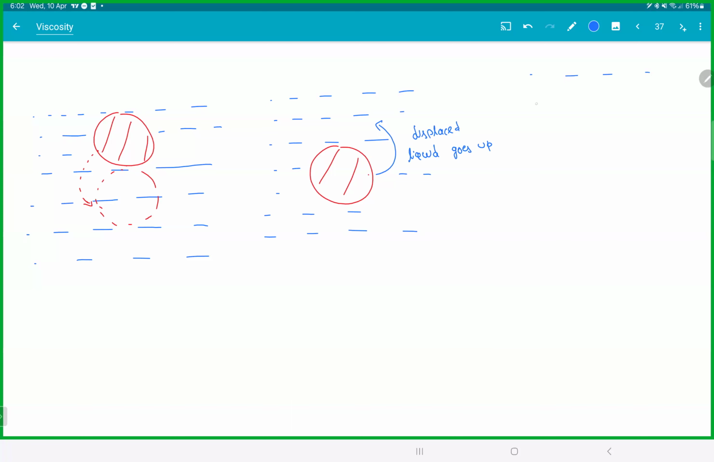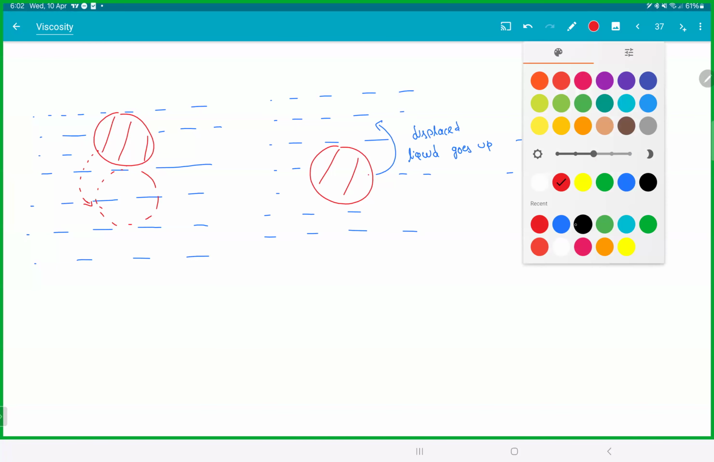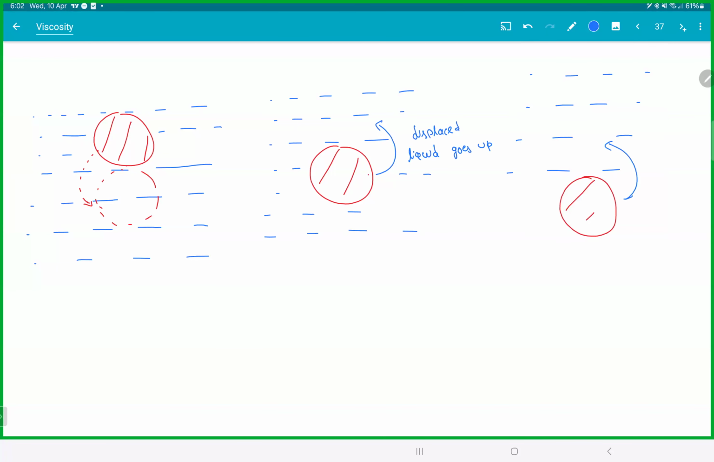Next moment, when the ball continues to go downward, this liquid goes up. The liquid is continuously going up. On the surface level, you don't realize it. So if I just draw the liquid, you will see. If I just draw FBDs of the liquid, this is what you'll observe.